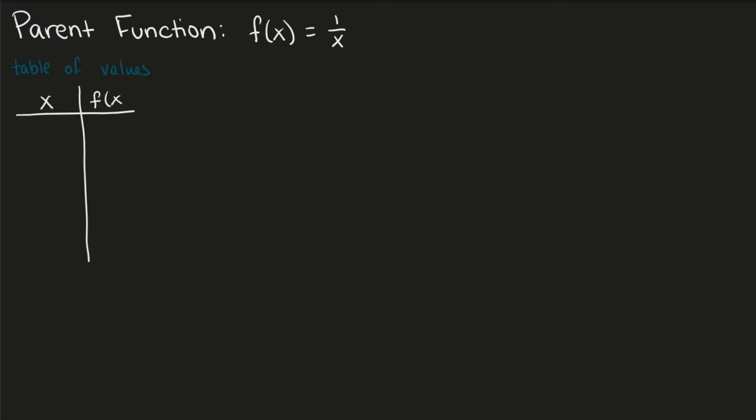Well, let's start with our parent function. Our parent function is f of x equals 1 over x. Let's look at our table of values for this parent function. So we'll go from -2 to +2.